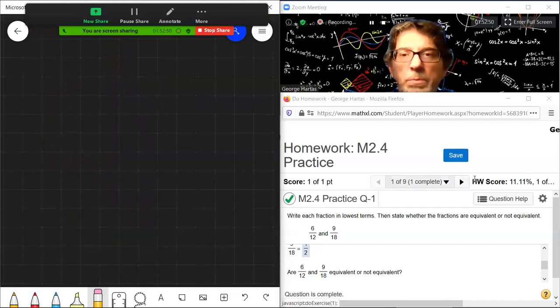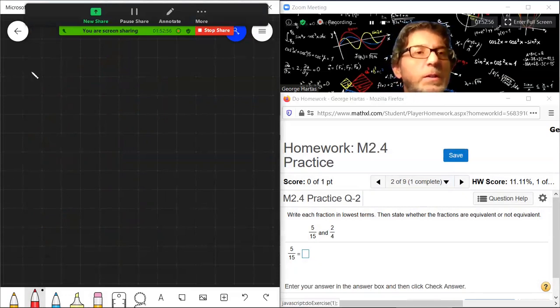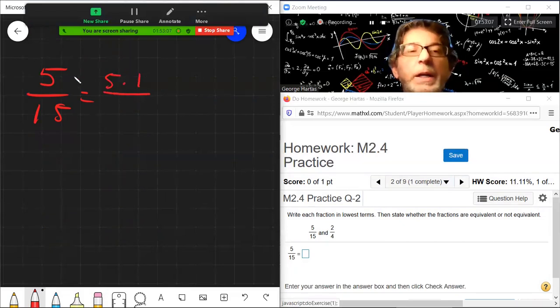All right, so let's move on to the second problem here. 5 over 15. Let's do this number first. So 5 is the same as 5 times 1. 5 is a prime number. We cannot break this down anymore. It's not a composite. So we can say 5 times 1. And then 15 is the same as 3 times 5.